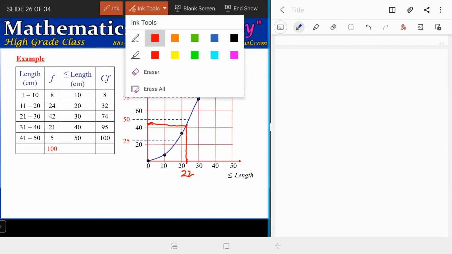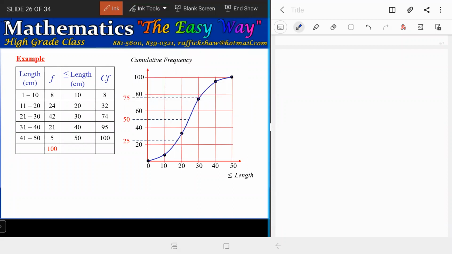If I want to know how many leaves measure less than or equal to 36 centimeters, I come to 36 right here. That was not one of the points, but I come up on the graph, go across and read it here, so it tells me approximately how many leaves measure less than or equal to 36 centimeters. It might be 91. So I know that 91 leaves measure less than or equal to 36 centimeters.